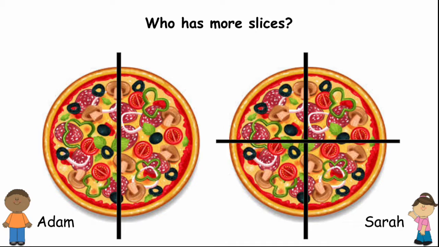Sarah has more slices of pizza. She cut her pizza into quarters, so she has 4 slices. Adam only cut his pizza into halves, so he has 2 slices.